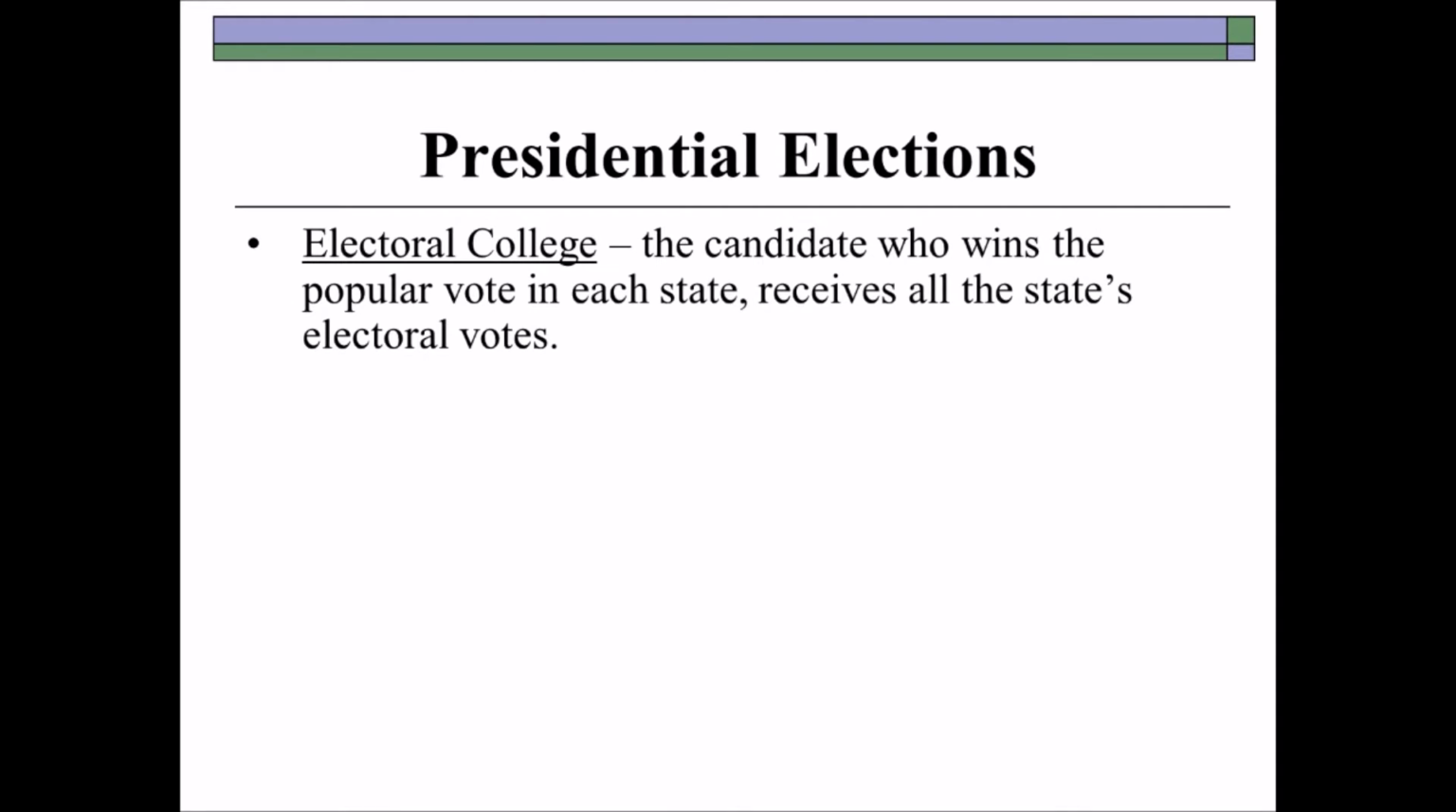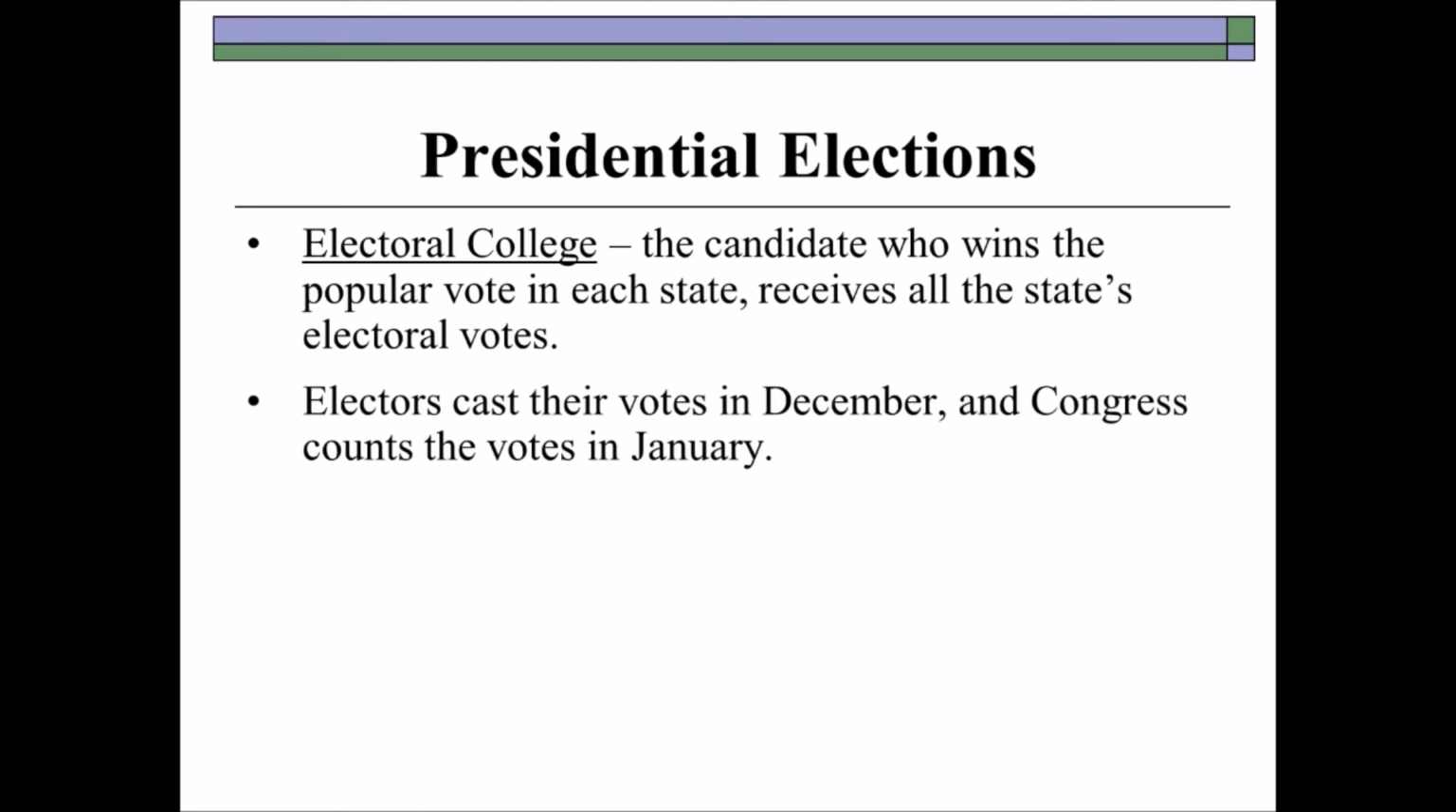All right, now we got to talk about the Electoral College. So the candidate who wins the popular vote of each state receives all that state's electoral votes. So that's what we talked about earlier in the semester about how this was a constitutional compromise. Instead of having direct elections or a direct democracy or a purely representative democracy, this is kind of that middle ground. So here's what happens.